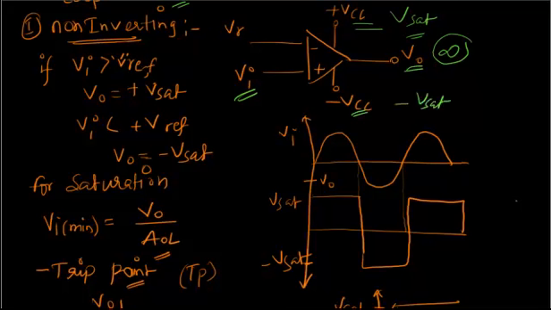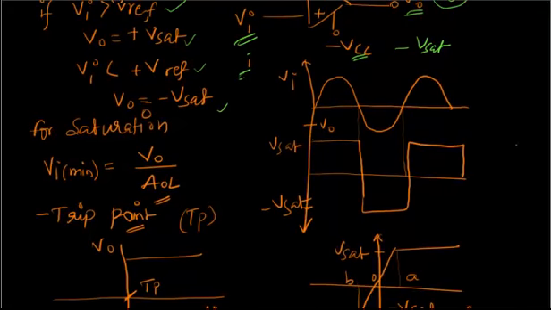Here, this is a simple subtractor circuit without the resistors, of course. If Vi is greater than Vref, where Vr is V reference, the output will be equal to positive Vsat, and if Vi is less than V reference, the output will be equal to negative Vsat. Remember the gain is very high, so the output can go to any value, but since it is limited by the supply voltages, it can go only up to Vsat and minus Vsat.